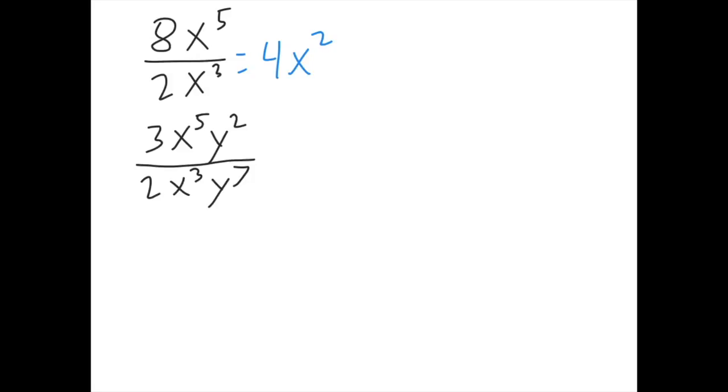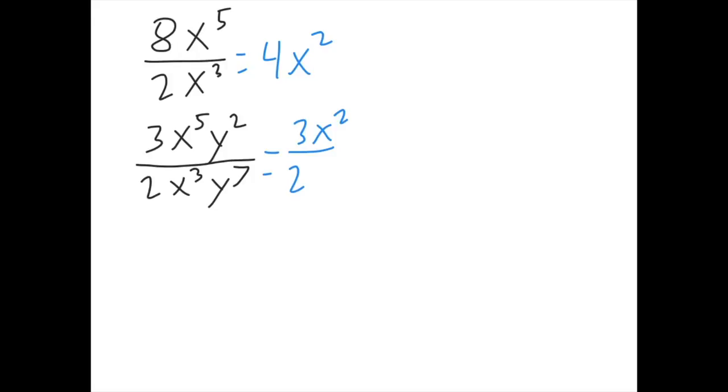So now let's look at this one. First, let's look at the numbers. We have 3 over 2. Can you nicely divide 3 over 2? No. It's a fraction, so you should leave it as a fraction. So just leave it as 3 over 2. Then let's look at x. Here we have x to the 5th divided by x to the 3rd. So 5 minus 3 is 2. So we have x squared.